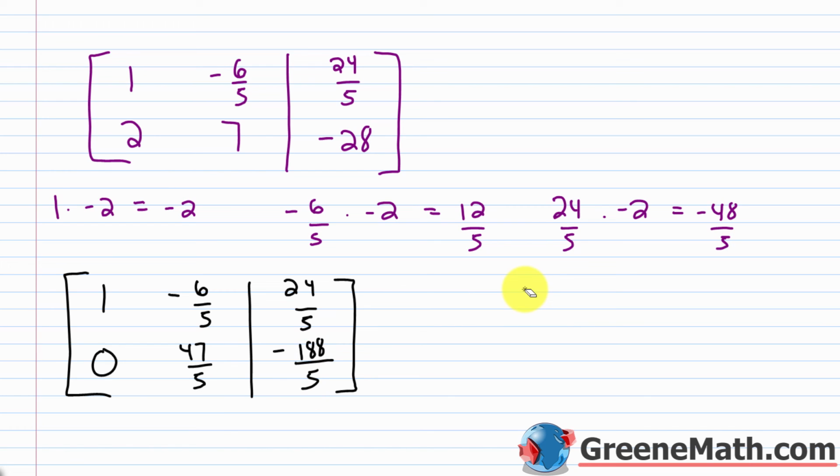All right, so the next thing I want to do is make this a 1. I want 1s down the diagonal, 0 below. I've already got this part. I just need this part.